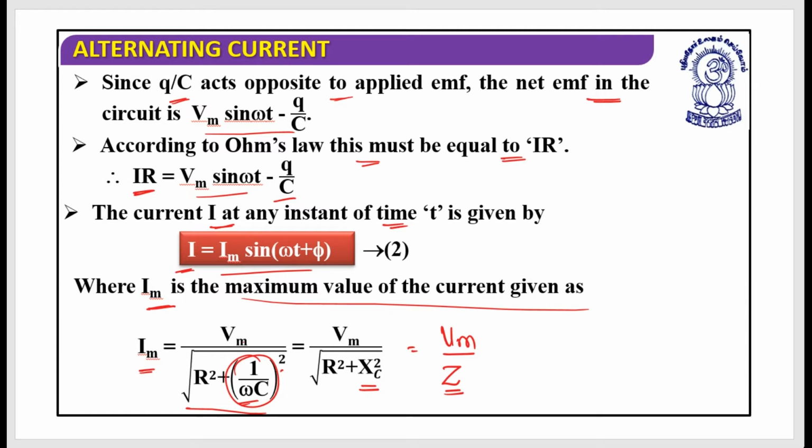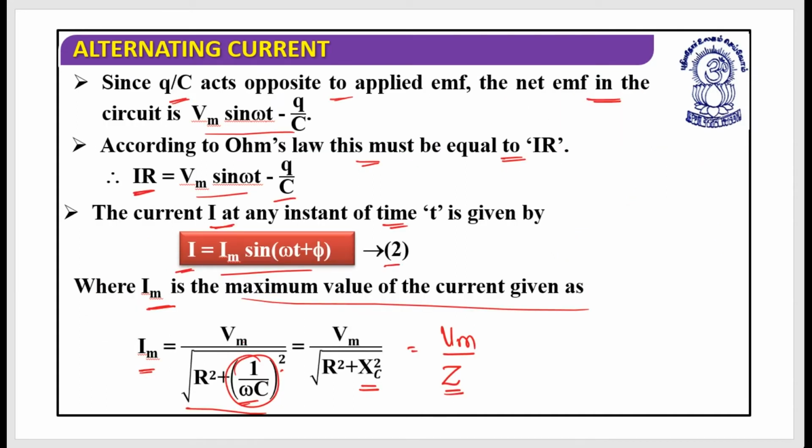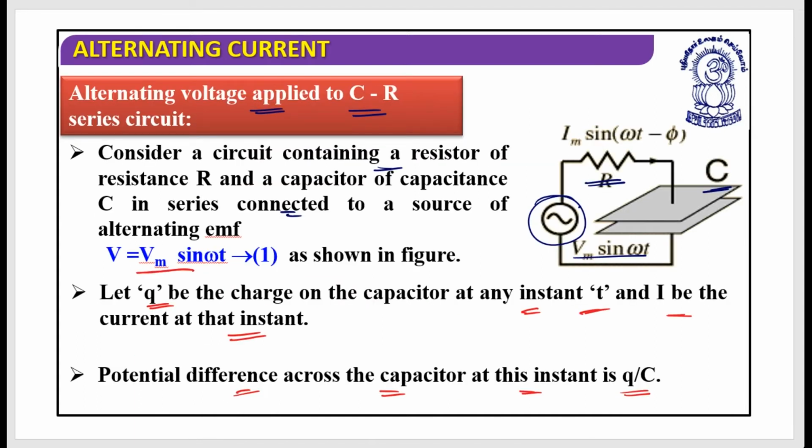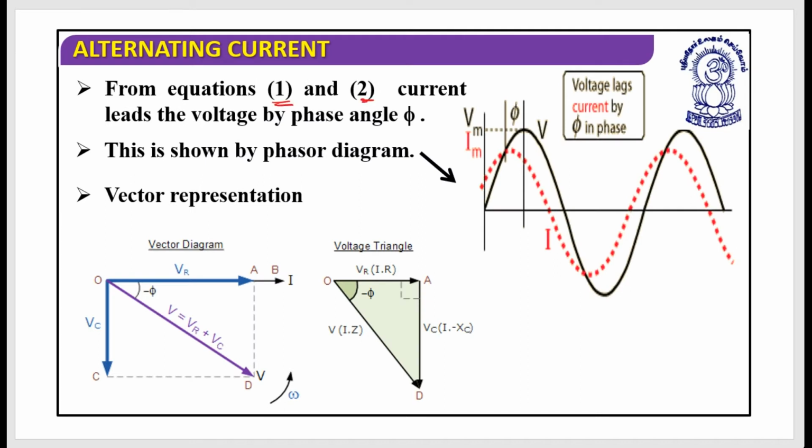But first let's focus on the two relations. The first is V equals Vm sin omega t, and the second is I equals Im sin of omega t plus phi. So from equations 1 and 2, we understand that current will lead the voltage by a phase angle of phi. So current will lead and voltage will lag.